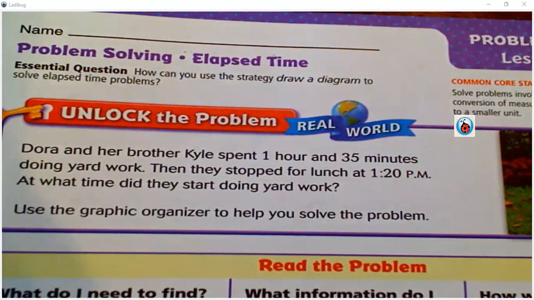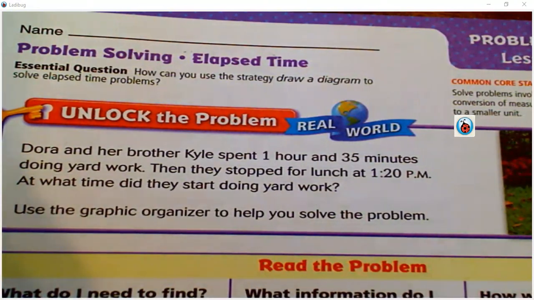Today we are going to do some problem solving with elapsed time. This is lesson 12.9, and you may remember that in the last video I made, I mentioned that elapsed is kind of a fancy word that just means gone by. In other words, this is time that has gone by.